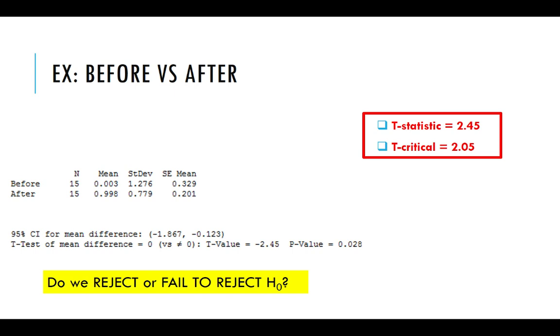I found my T critical from my table. I see that my T statistic is greater than the T critical, so I'm going to reject the null hypothesis that the means were equal. So that means there is evidence that we have a statistically significant difference in means, which is not surprising given what those means are to begin with.